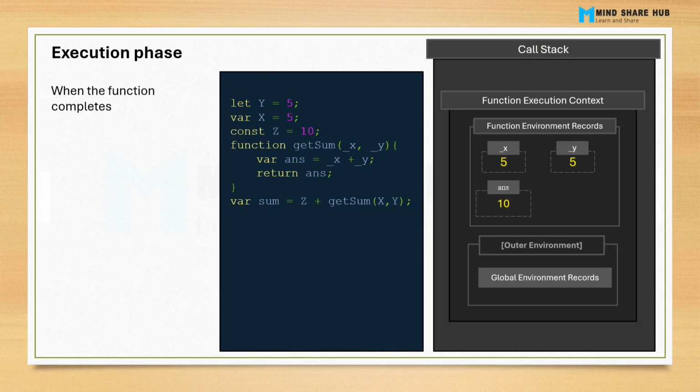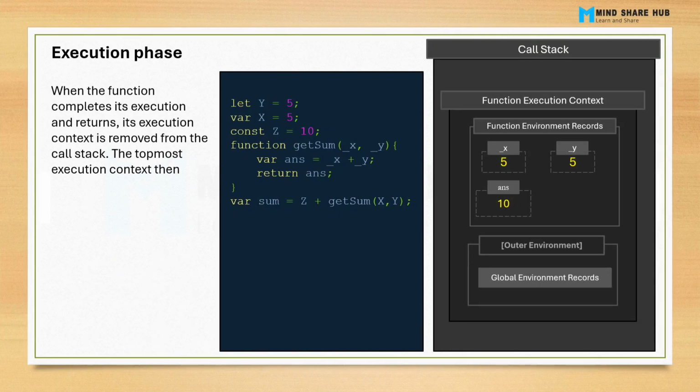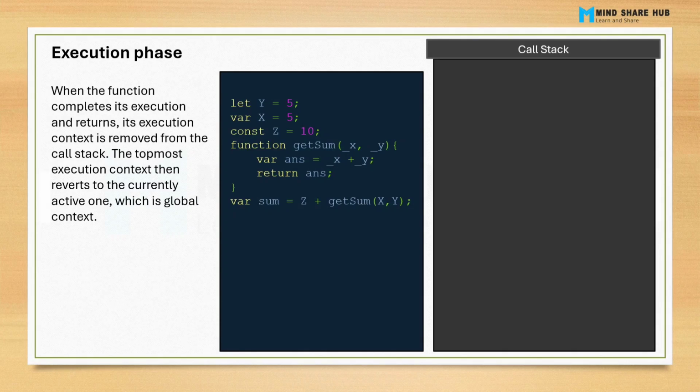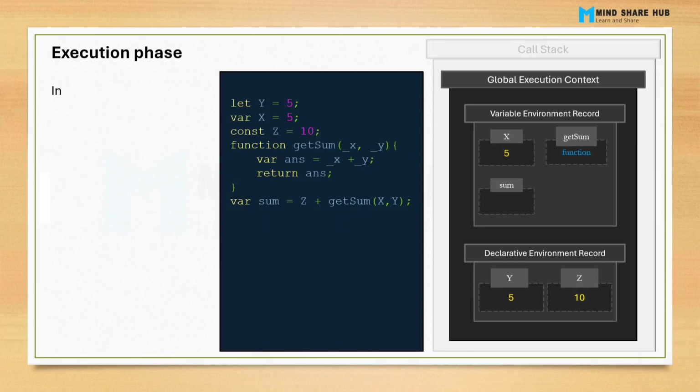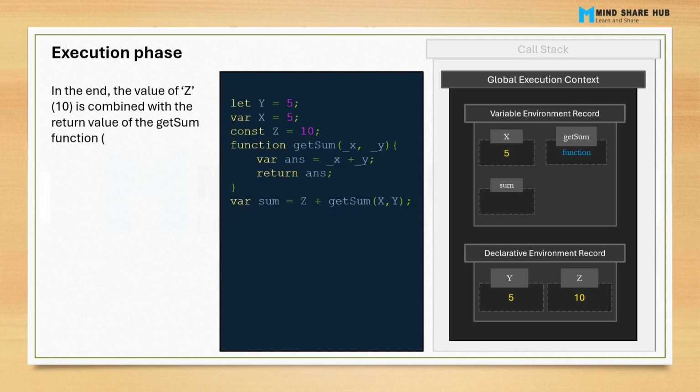When the function completes its execution and returns, its execution context is removed from the call stack. The topmost execution context then reverts to the currently active one, which is the global context. In the end, the value of z, 10, is combined with the return value of the getSum function, 10, resulting in a total of 20 assigned to the variable sum.